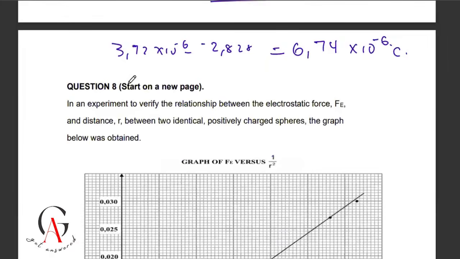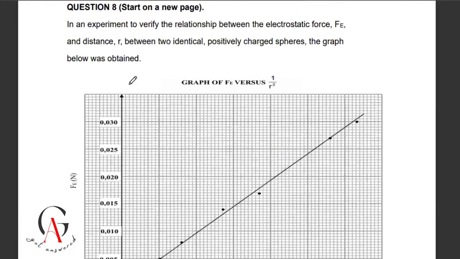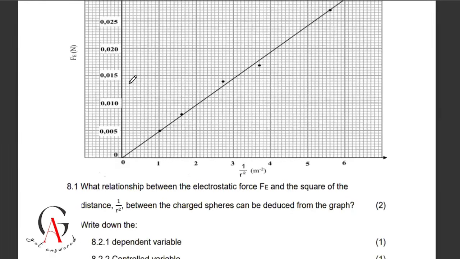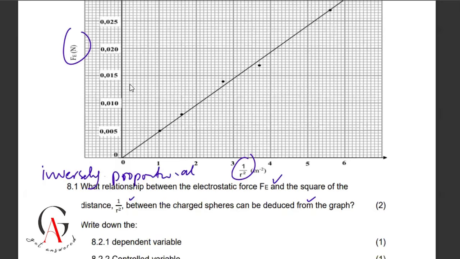Then question 8, in an experiment to verify the relationship between electrostatic force and the distance r between two identical positively charged spheres, the graph below was plotted. 8.1, what relationship between electrostatic force Fe and the square between the charged spheres can be deduced from the graph? So for as long as we have 1 over r squared, and then this is F, which means it is inversely proportional. So it's inversely proportional to the square of the distance.